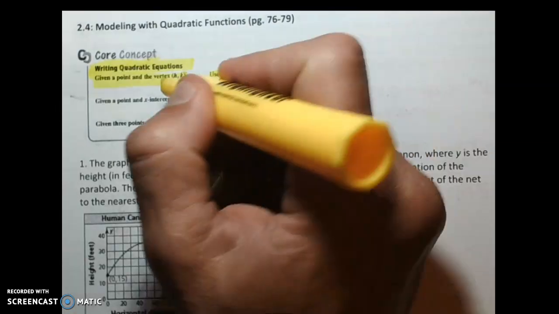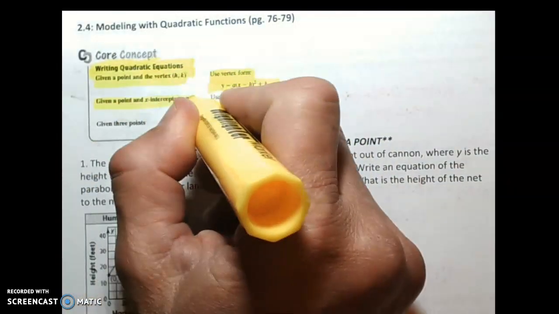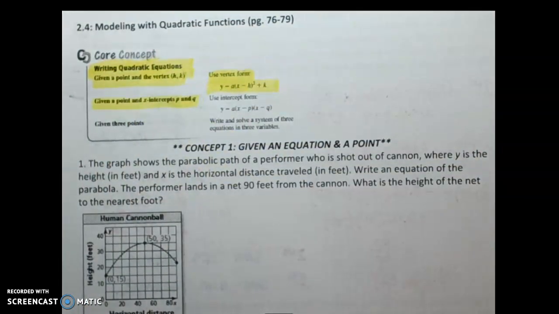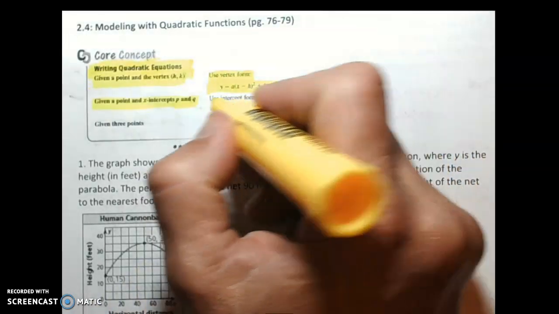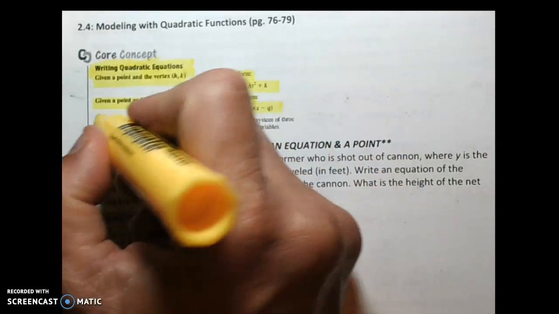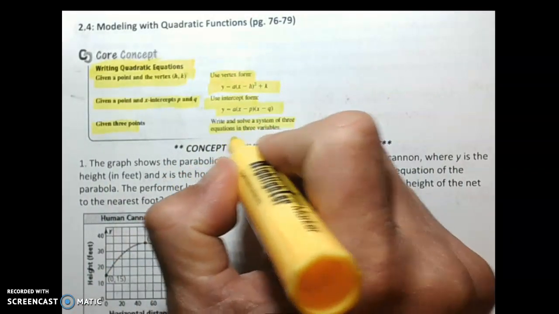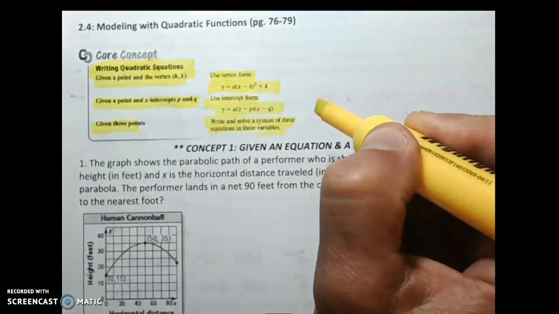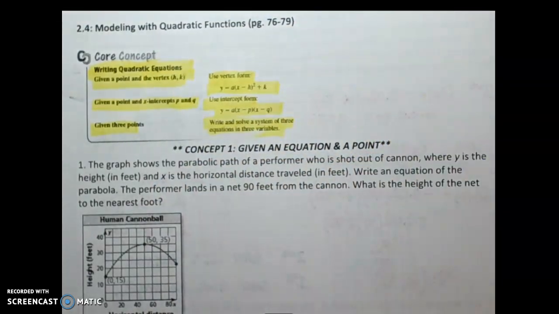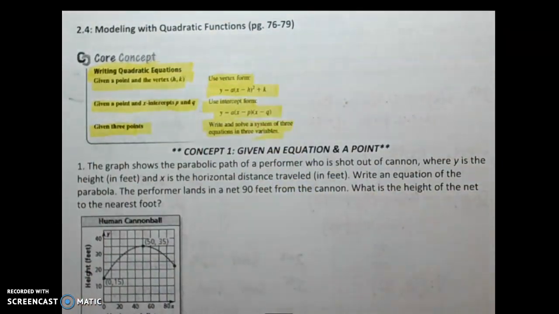Alright, really the key is making sure that we get the vertex to use vertex form. If you're given a point and the x-intercepts, which would be our p and q if we have two of them, then we can use intercept form. And if we are given 3 points, then we can write an equation with a system of 3 equations with 3 variables, but we're not going to do that right here. We're going to focus on the first 2 in this 2.4.